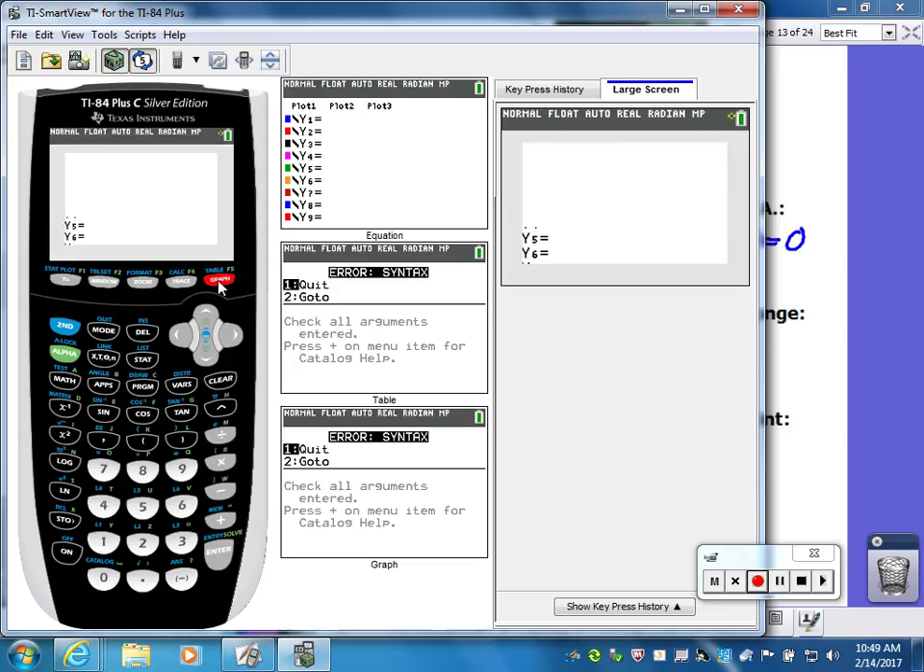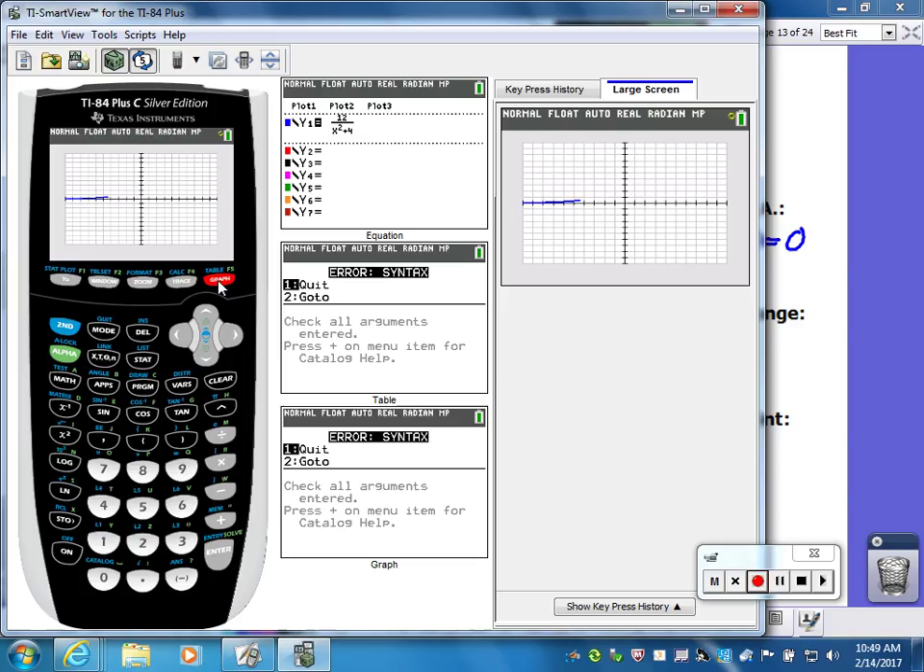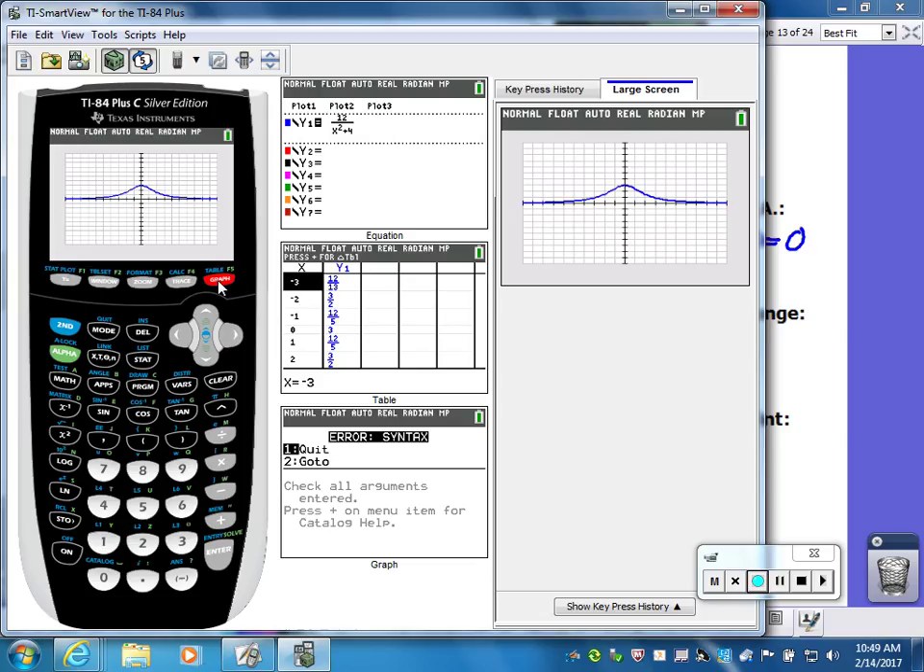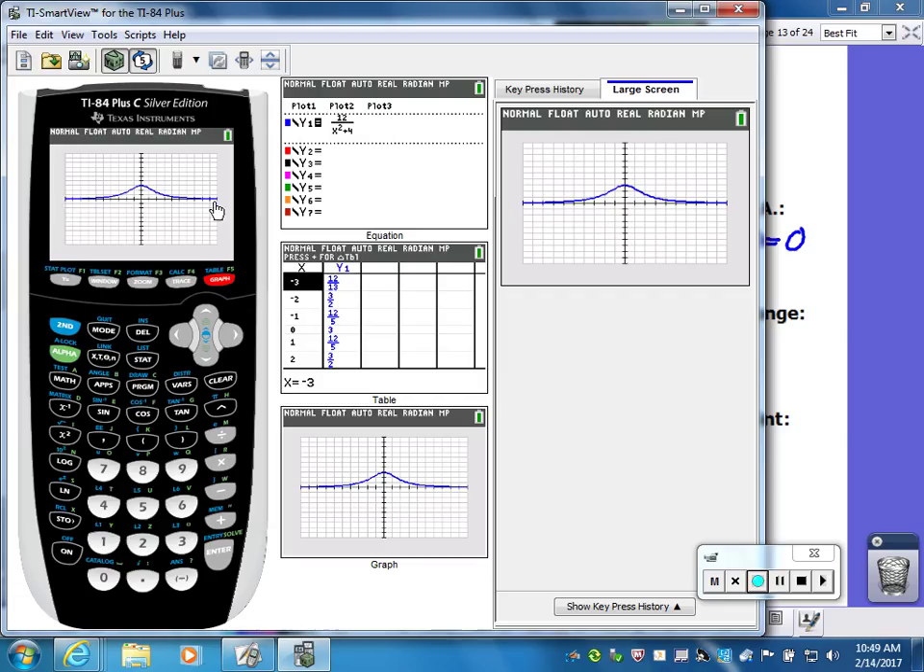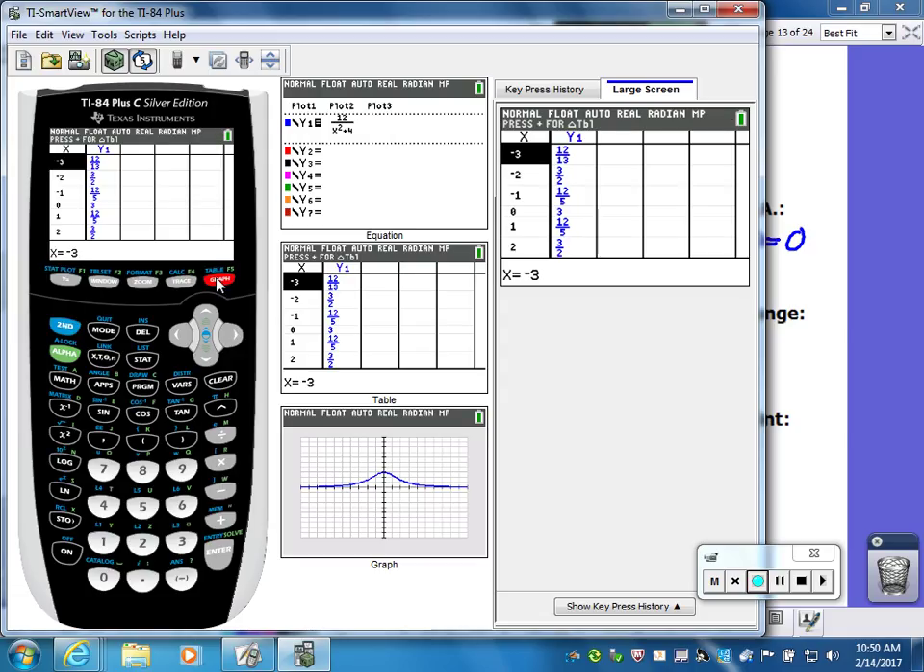I'm going to look at the graph to get an idea of what we have here. So once again, when it's starting to graph, you can clearly see that we have a horizontal asymptote at y equals 0. There are no vertical asymptotes because there's no break in my graph. So let's go to the table and see what points we can get.